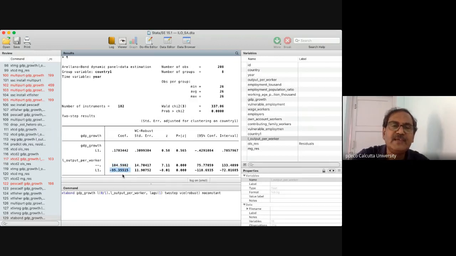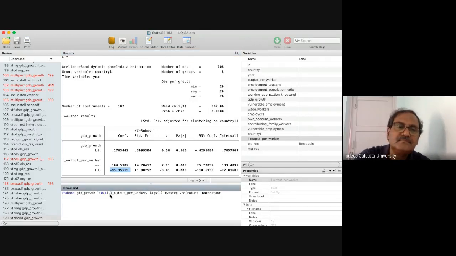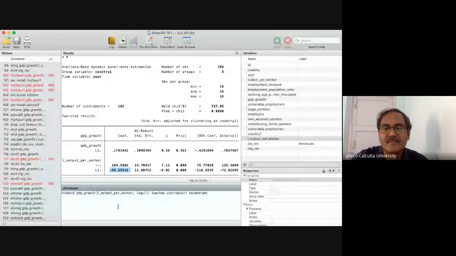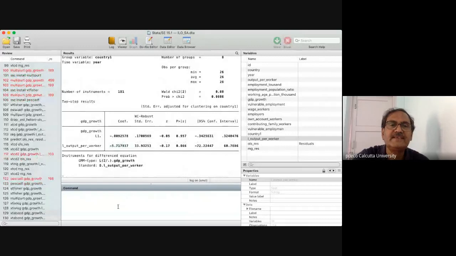If you want to ignore the past year value, you just write here data, then execute the model estimation.